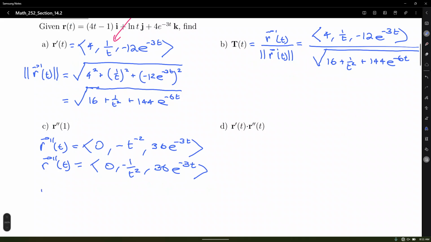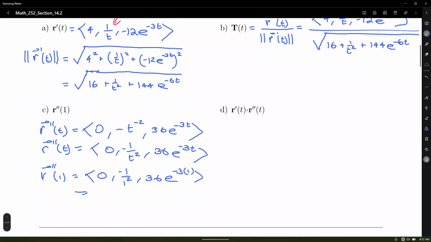Now we may evaluate this. R double prime at 1, that's 0, negative 1 over 1 squared, comma, 36 e to the negative 3 times 1. And I know we're going to get weird numbers. That's going to be 0, negative 1, and 36 e to the negative 3. I know we're no longer working with vectors such as 1, negative 3, 5, or the like. Now we're getting into more elaborate vector valued functions for which we will bring up every single function you know today: trigs, exponentials, logarithms, inverse trigs, etc.